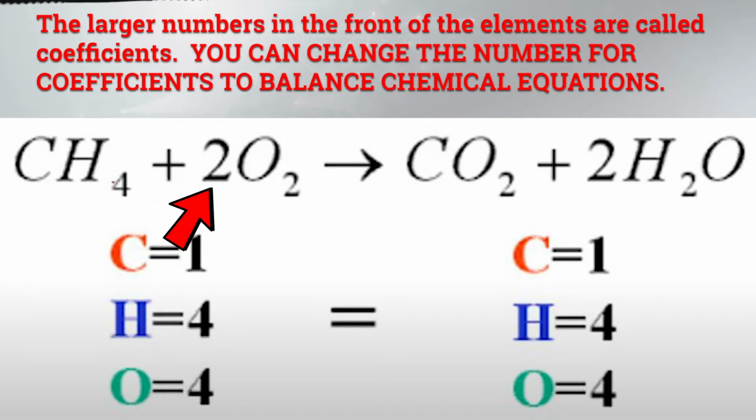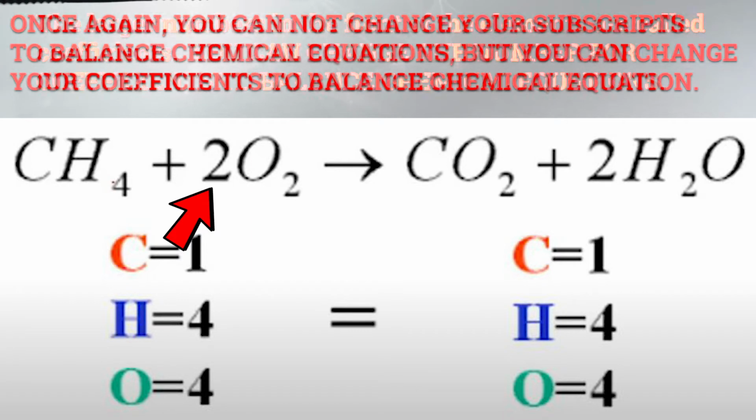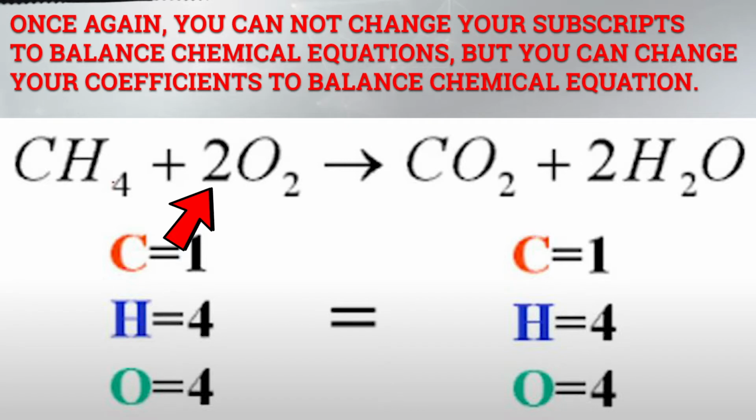The larger numbers in front of the elements are called coefficients. You can change the number for coefficients to balance chemical equations. Once again, you cannot change your subscripts to balance chemical equations, but you can change your coefficients to balance chemical equations. I hope you remember it. You got it. Let's keep moving.